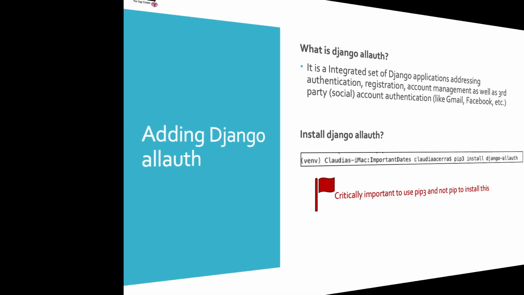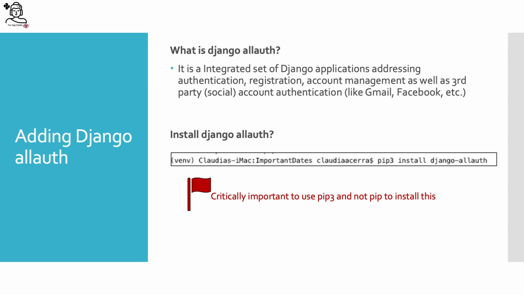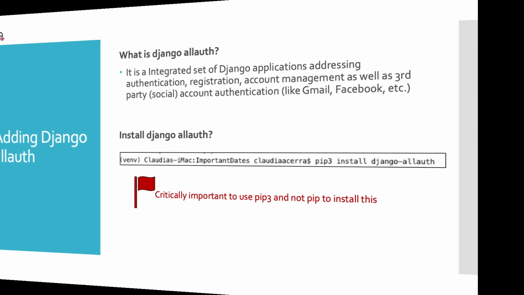And now, my fine friends, we've come to that wonderful time that we can get into Django-allauth. So what is it? It is an integrated set of Django applications addressing authentication, registration, account management, as well as third-party or social media account authentication like for Gmail or Facebook. In our case, we're going to tackle Twitter. So to install it, there are a number of different ways, but I used pip3 install Django-allauth, and make sure you use pip3 and not just pip if you choose the pip route.